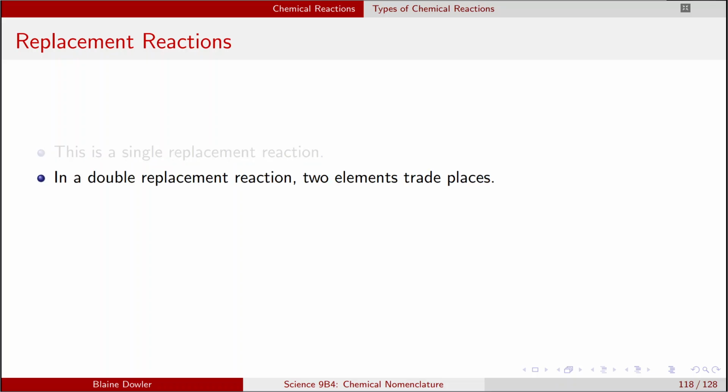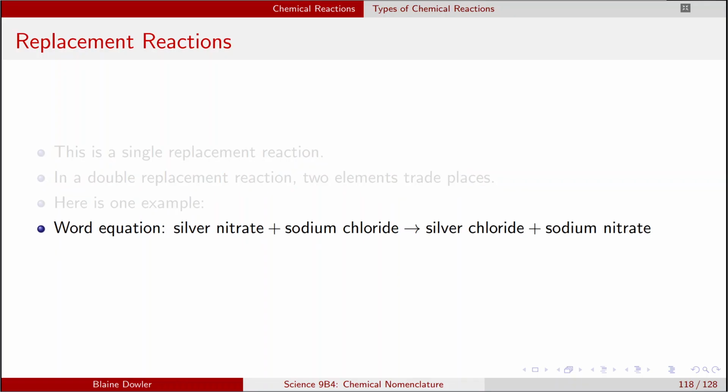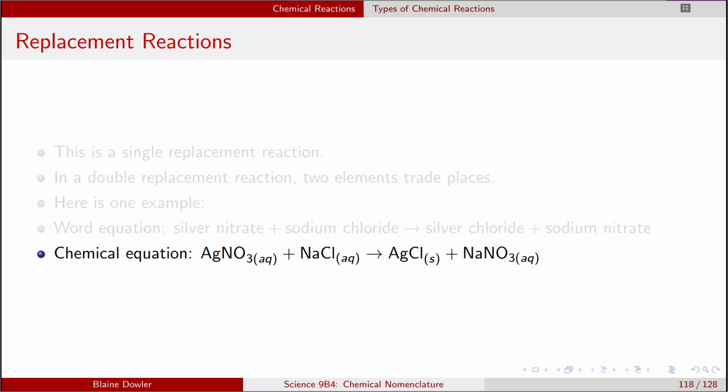In a double replacement reaction, two elements trade places. Here's one example. The word equation, silver nitrate plus sodium chloride. Well, the silver and sodium are going to swap because the metal swaps with a metal, not with a nonmetal. That means the silver is now attached to the chloride, and the sodium is now attached to the nitrate. The chemical equation, AgNO3 plus NaCl, produces AgCl and NaNO3. Yes, this one is balanced.